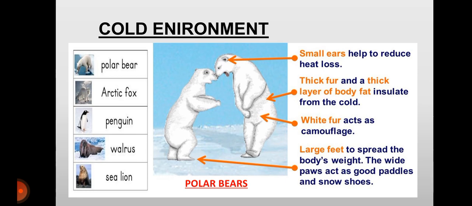Camouflage means they make their skin color as per the color of the environment so as to protect themselves, so that their prey doesn't see them. And the next is about the large feet, because polar bears have a heavy weight, so large feet are there to spread the body's weight. The wide paws act as good paddles and snowshoes.